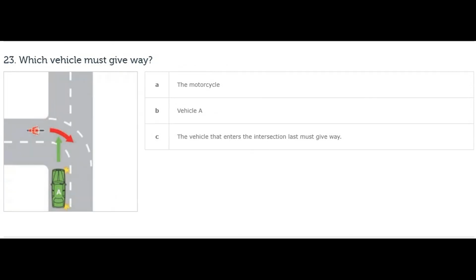Question 23. Which vehicle must give way? A. The motorcycle. B. Vehicle A. C. The vehicle that enters the intersection last must give way.